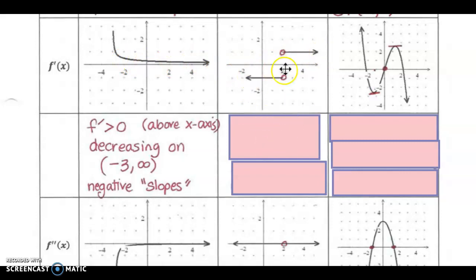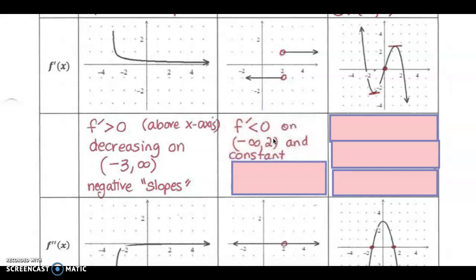Okay, so over here in this one, this is the derivative of our absolute value function from above. This one is below the x-axis, or negative, or less than 0, however you want to say it, from negative infinity to 2. And it's also a constant value, so it stays the same, it doesn't fluctuate. So that's what they have written here. And then from 2 to infinity, it's above the x-axis, it's greater than 0, it's positive, and it's also still a constant value. It's a straight line, it stays the same.